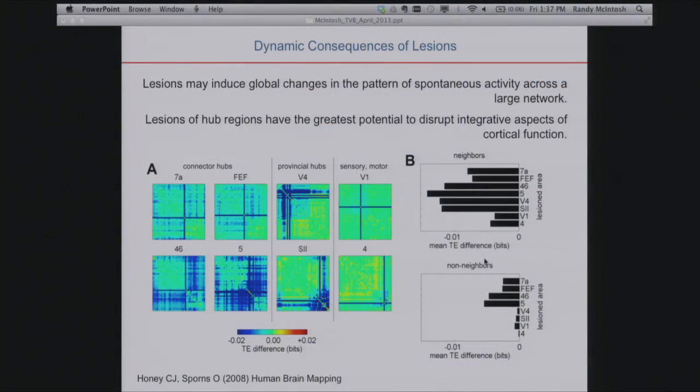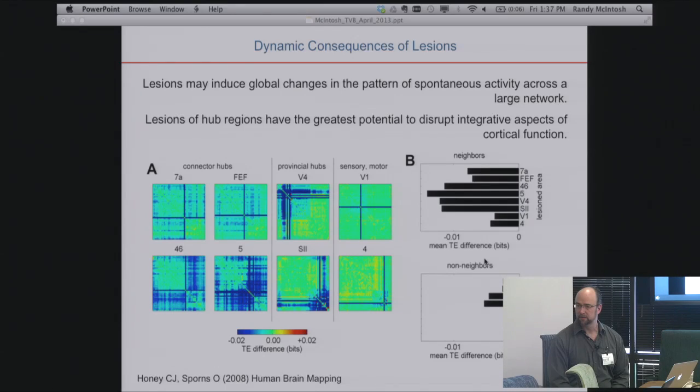In the brain, you have at least two different kinds of hubs. You have hubs that are called connector hubs, and these are hubs that link up disparate parts of the brain. You have provincial hubs, which are connected with areas that have a similar functional operation, for example, visual areas. And you have the sort of areas that are primary regions, for example.